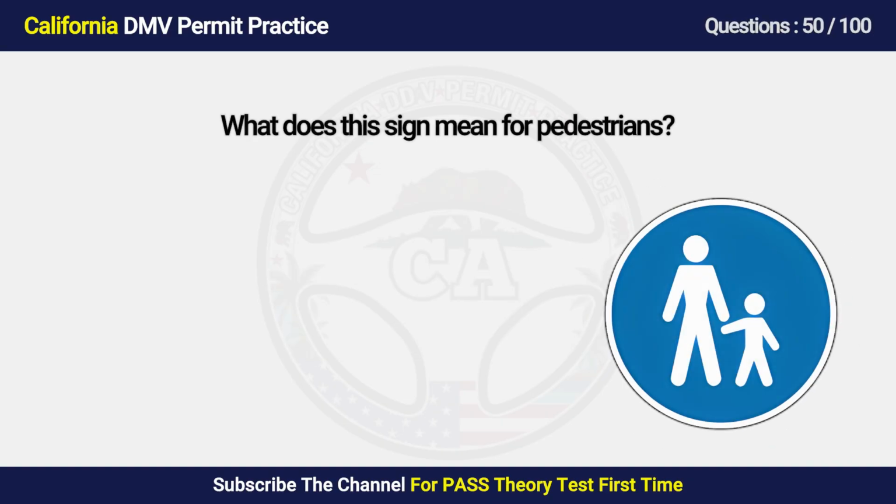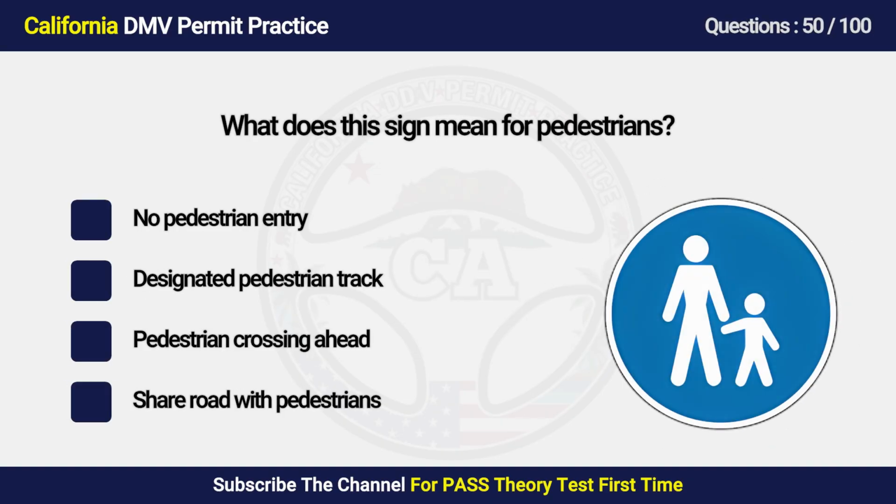Question 50. What does this sign mean for pedestrians? A. No pedestrian entry. B. Pedestrian track. C. Pedestrian crossing ahead. D. Share road with pedestrians.